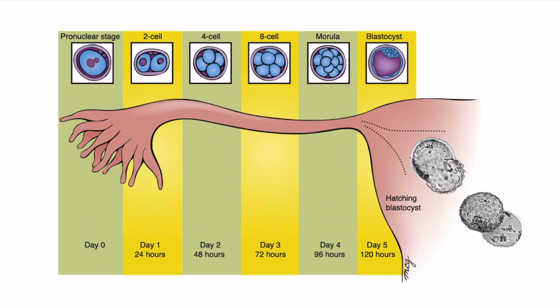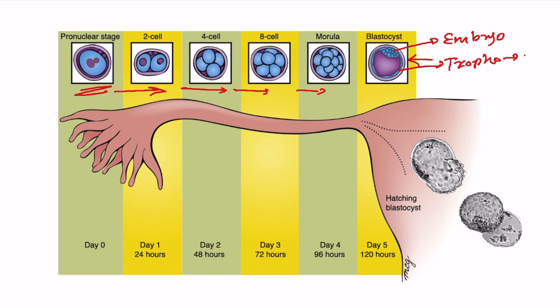In the first week of gestation, after fertilization, the zygote divides mitotically to form a morula, and a blastocyst then forms. The blastocyst has an inner cell mass and an outer cell mass. The inner cell mass forms the embryo proper or embryoblast, and the outer cell mass forms the trophoblast, which forms the placenta.